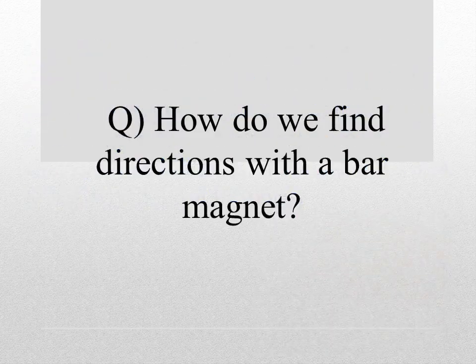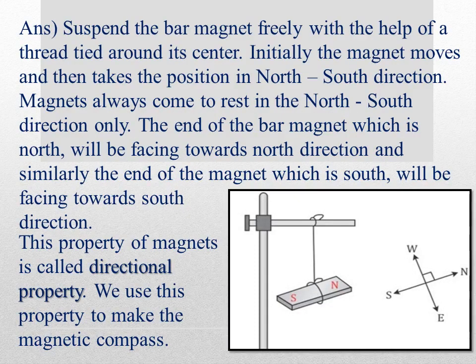How do we find directions with a bar magnet? Suspend the bar magnet freely with the help of a thread tied around its center. Initially, the magnet moves and then takes the position in north-south direction. Magnets always come to rest in north-south direction only.